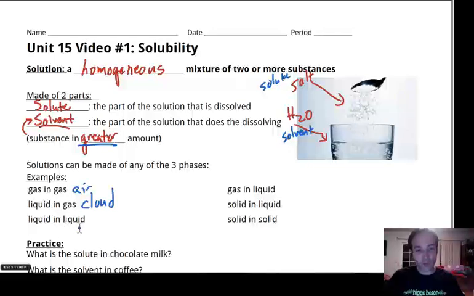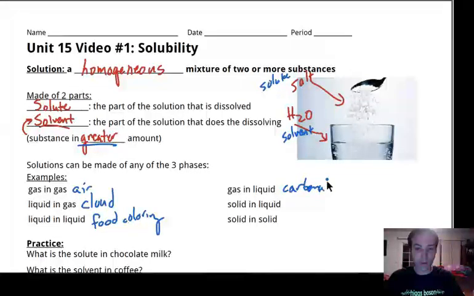Then you could have liquid dissolved in liquid. So this would be something like, a better example would be food coloring, and dropping it into water. And basically the food coloring spreads out and changes the color of your water. You can also put gas in a liquid. A good example of that would be something like a carbonated drink. So any type of carbonation is really just carbon dioxide gas that has been dissolved in a liquid.